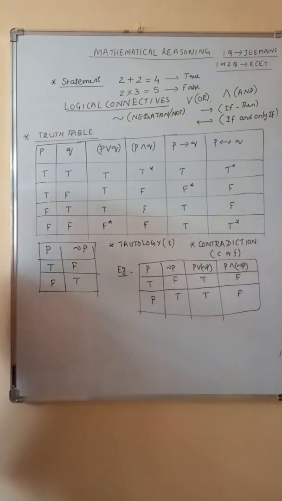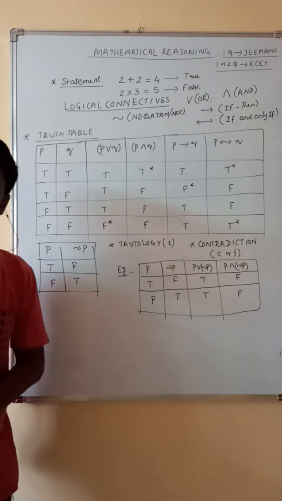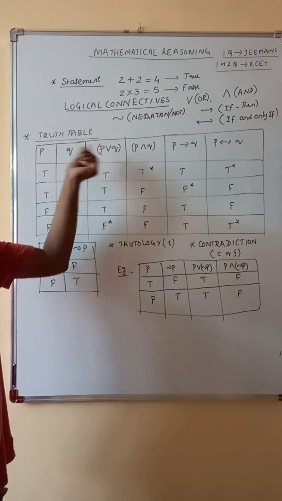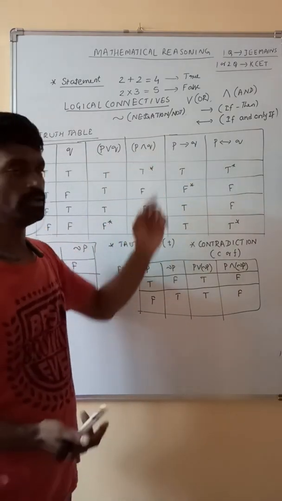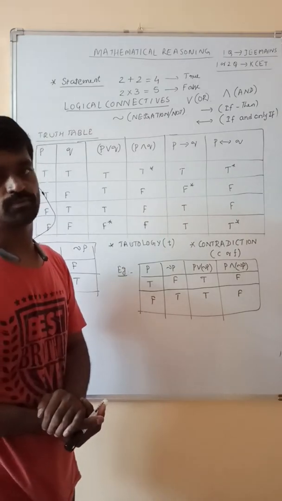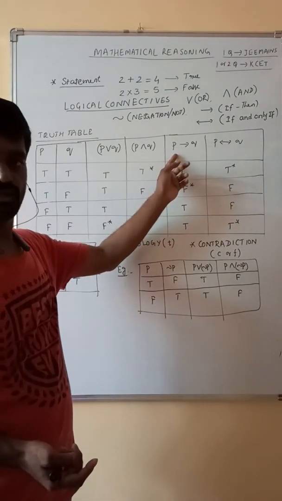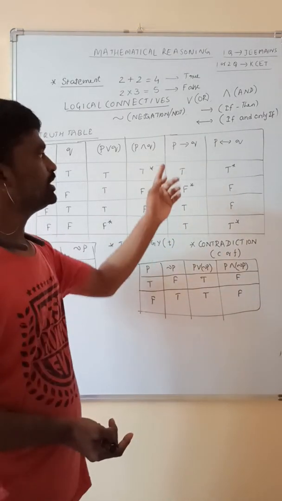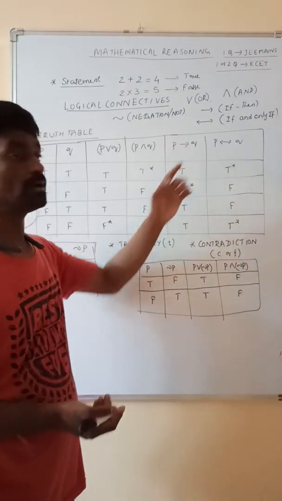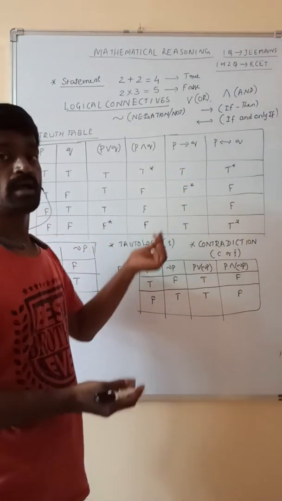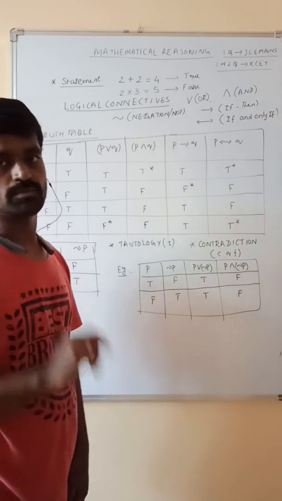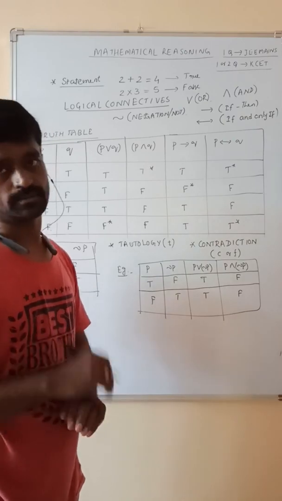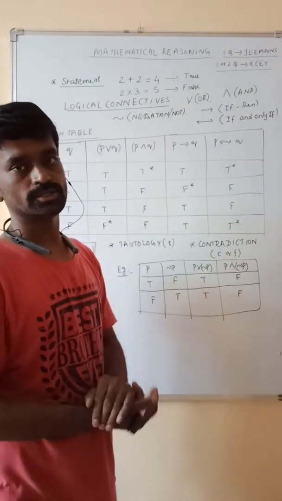Next, truth tables for these logical connectives. This is P or Q, the disjunction of P and Q. This is P and Q, the conjunction of P and Q. This is the conditional of P and Q, or if P then Q. In if P then Q, P is the antecedent, the given statement, and Q is the consequent, the conclusion. Next, the biconditional of P and Q.